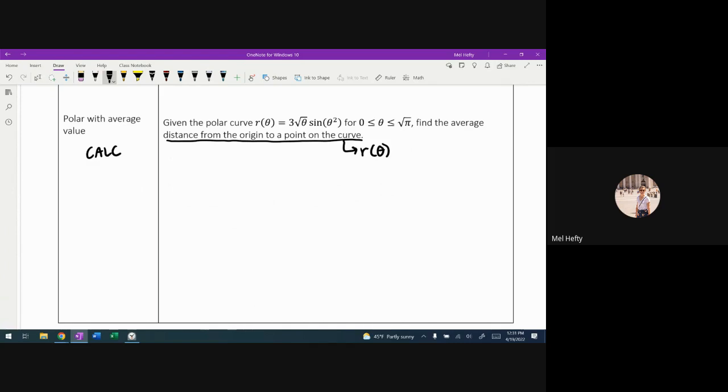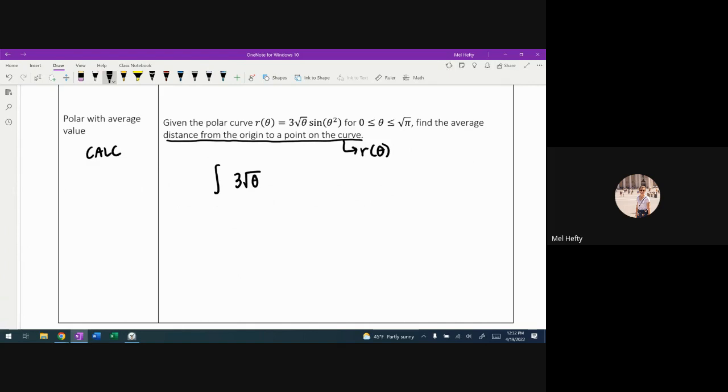How do I find the average value of that function? Average value should mean something to you. It's kind of like add everything together and then divide by how many there are, but we don't add everything up in calculus. How do we add a bunch of things up? An integral. All right, so let's take an integral of this function.